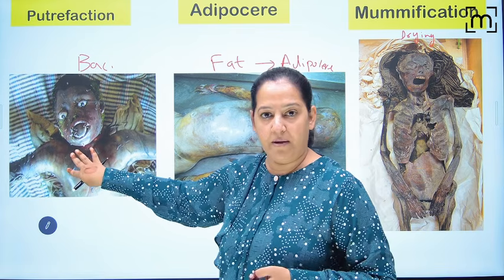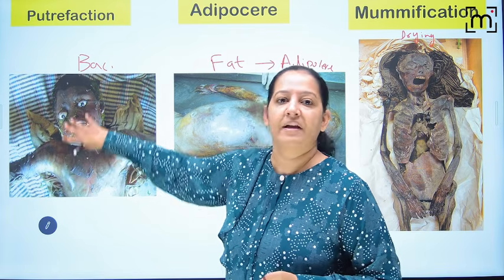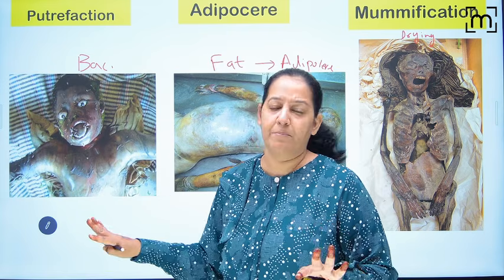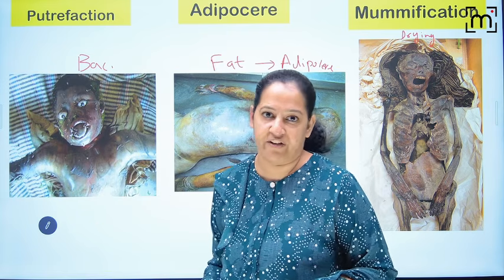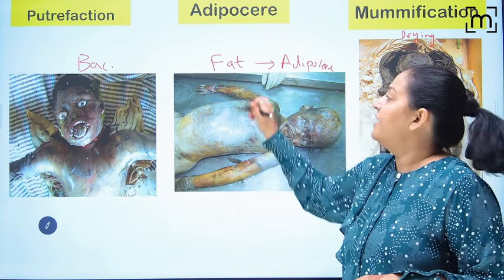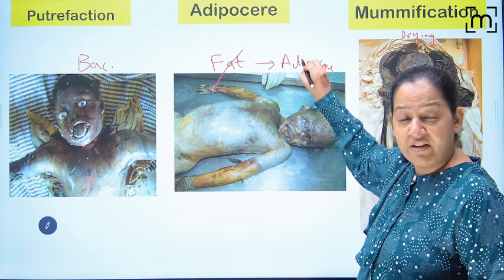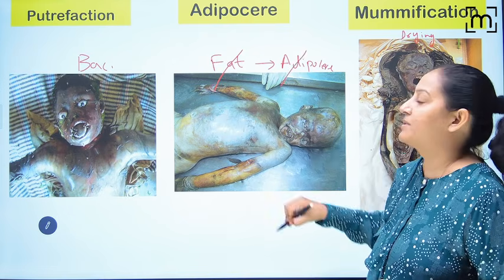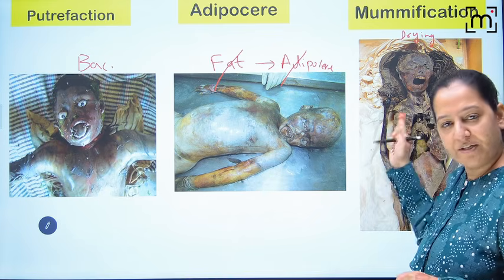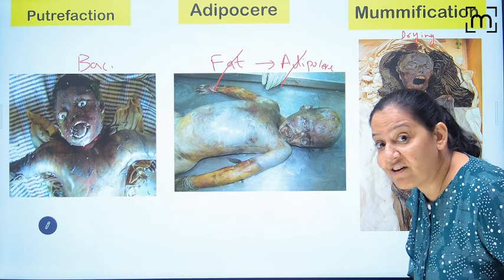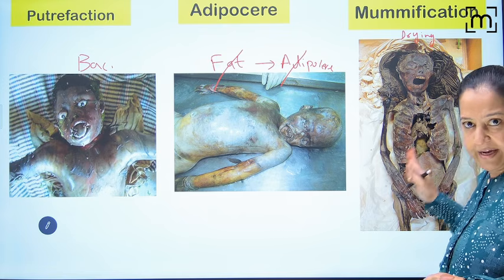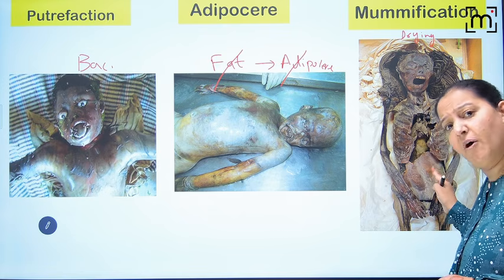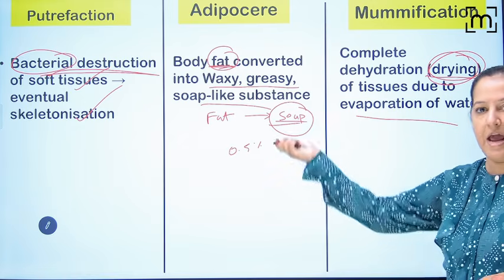Bacterial destruction of the dead body, first soft tissue, then skeleton, is known as putrefaction. It destroys the complete body. It's difficult to identify the body after putrefaction. What is adipocere formation? The fat in the dead body gets converted into a waxy, greasy, water-resistant, soap-like material which is known as adipocere. It prevents putrefaction. And what is mummification? Mummification is dehydration and drying of the dead body because of evaporation of water.